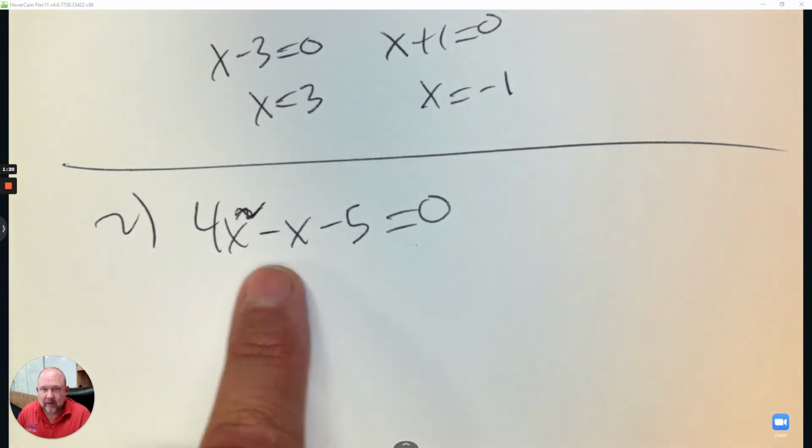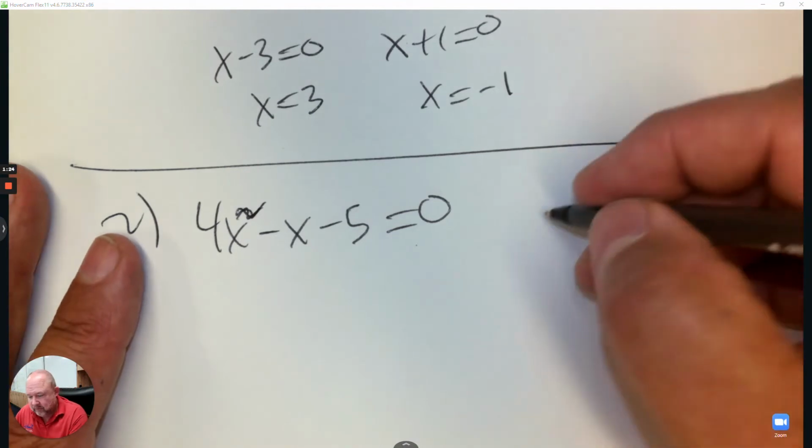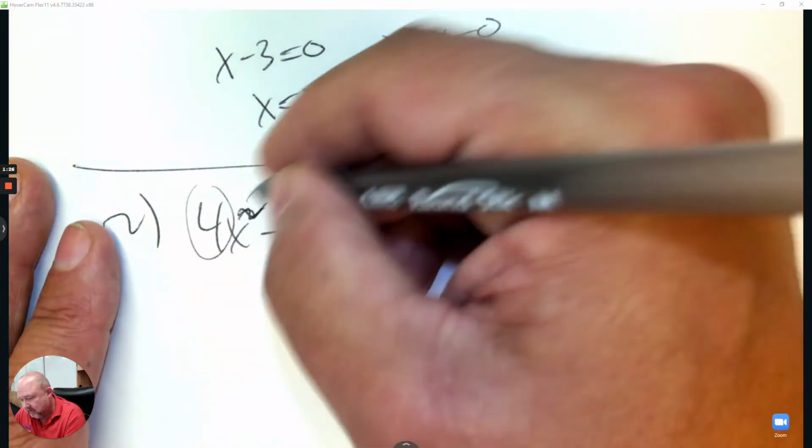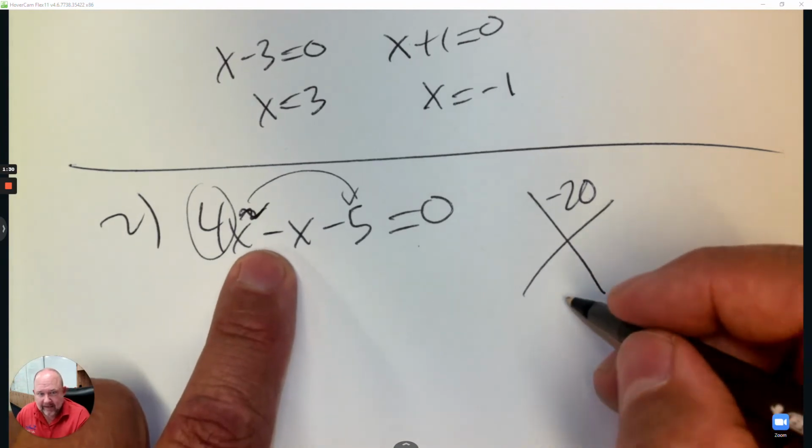So 4x squared minus x minus 5. There's nothing to reduce it down. So we have to right away factor it. So 4 times negative 5 is negative 20, with negative 1 underneath.